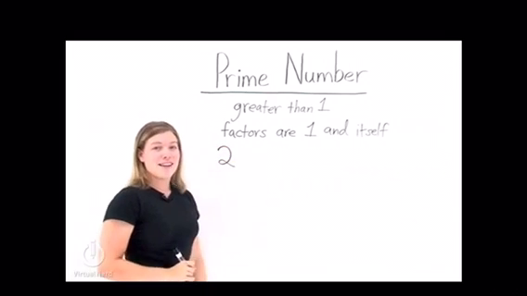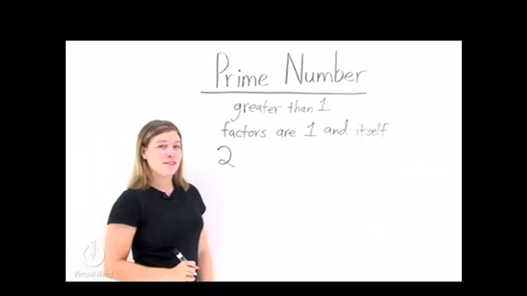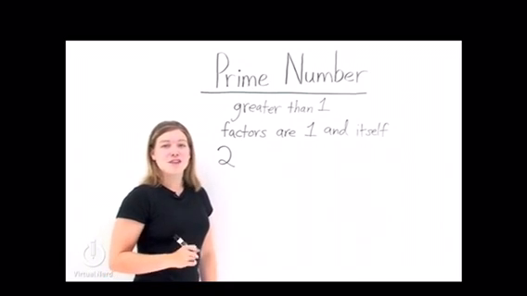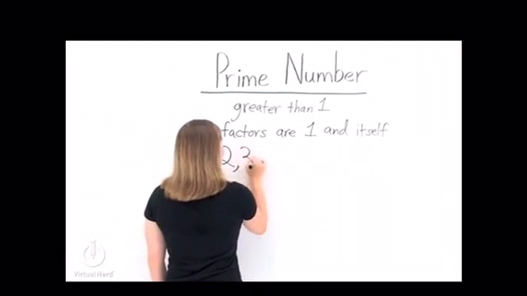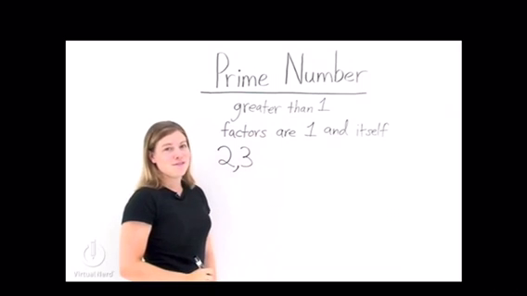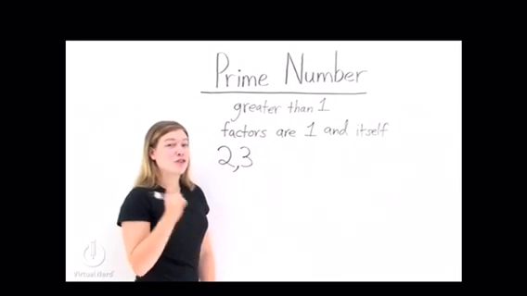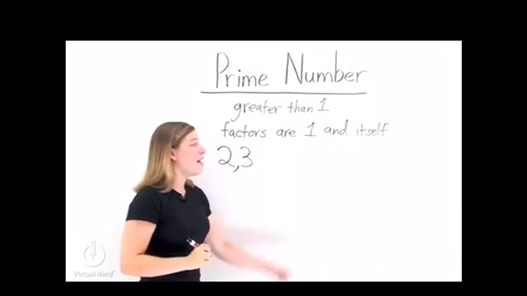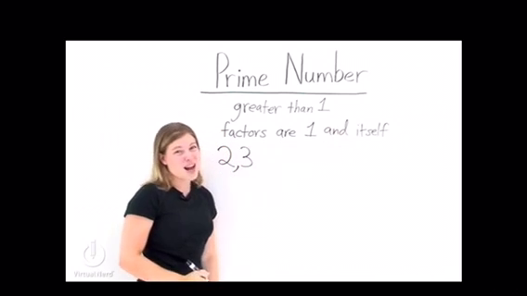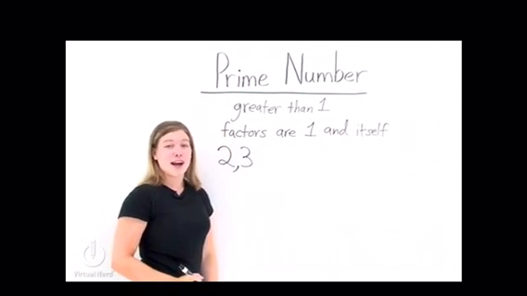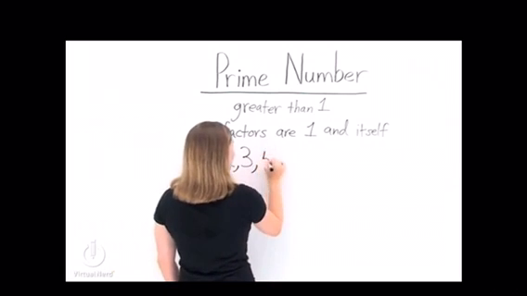What about 3? Is 3 a prime number? Yes. 3's only factors are 1 and 3. What about 4? Nope. 4 has factors of 1, 2, and 4, not just 1 and 4. So 4 is not a prime number. What about 5? Yes, 5's a prime number too.